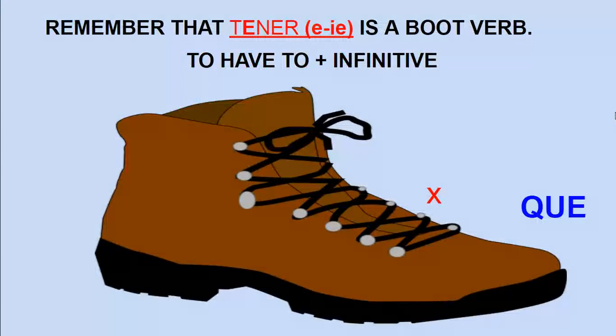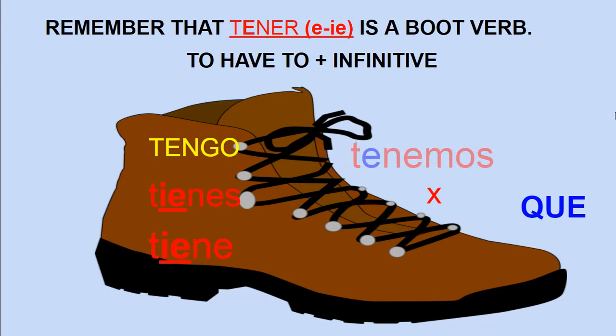So tener is a boot verb, but it is a go verb as well. So look at the yo form. Tengo, it's a go verb, okay? So it doesn't change from E to IE, but the rest of it does. Tienes, tiene, outside the boot, tenemos, and the last one, tienen. Take a second and conjugate the verb. It means I have, you have, he has, we have, they have.